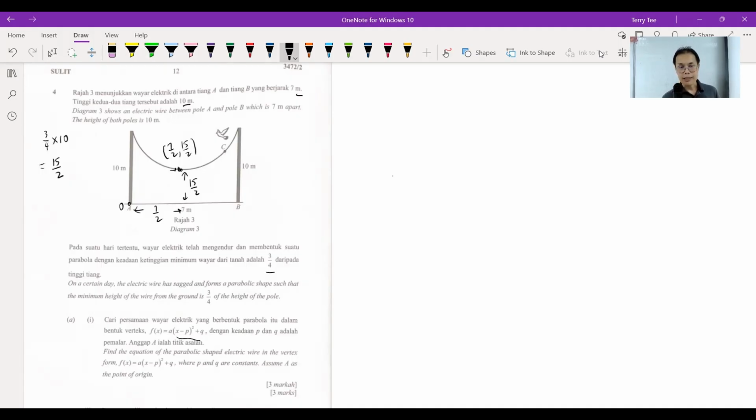Now the question already said you have to write in vertex form. Vertex form is f(x) equals a(x minus p) squared plus q. You know your f(x) has a minimum, and my minimum is q. When the one inside the bracket is 0, x is p. X equals p is your axis of symmetry, persamaan paksi simetri. So your axis of symmetry is 7/2, your x value. The vertex is your y value, 15/2, which means it's your minimum value. So my q is 15/2 and my p is 7/2.